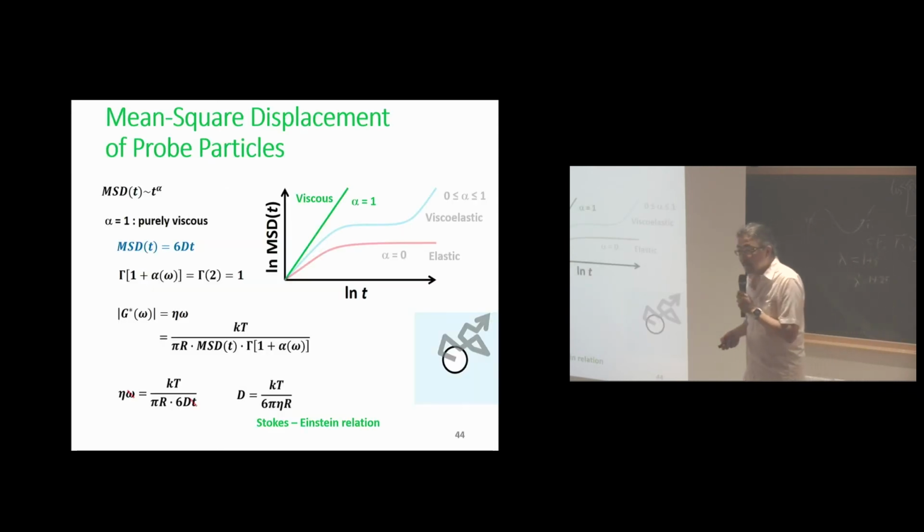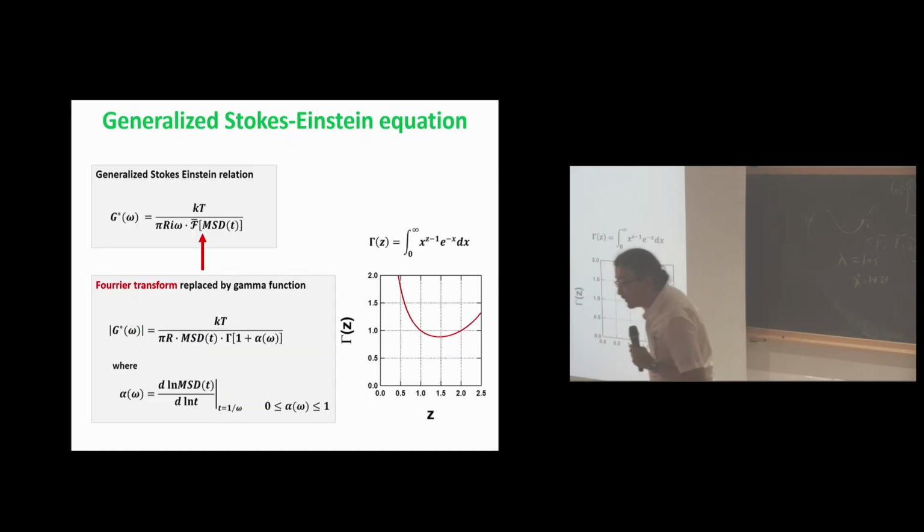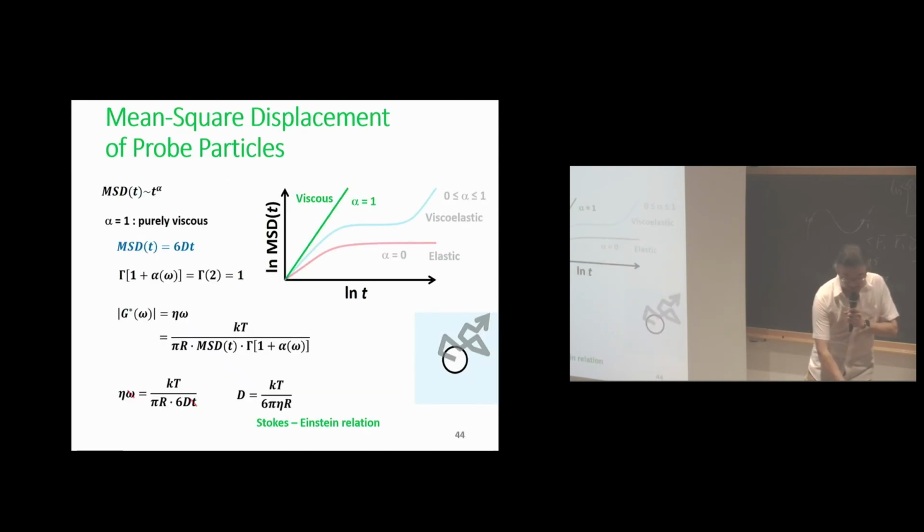Yes? Sorry? Excuse me? So the alpha parameter is related to... Alpha is the local slope of the mean square displacement. So this means experimentally you can have this type of mean square displacement as a function of time. You take the log of that and the log of time, and then the slope changes locally depending on the time scale, so you need to calculate this slope.